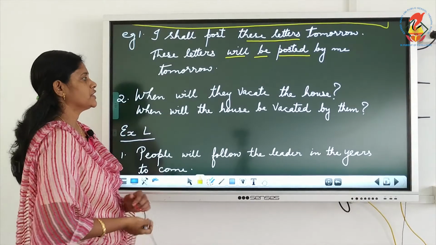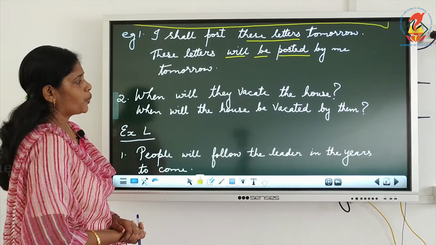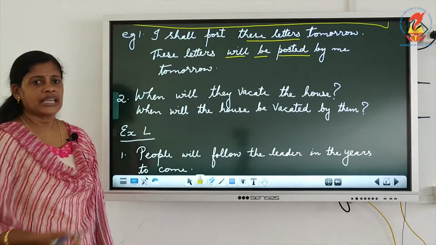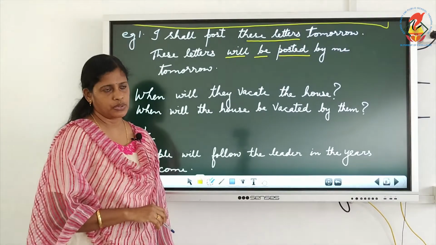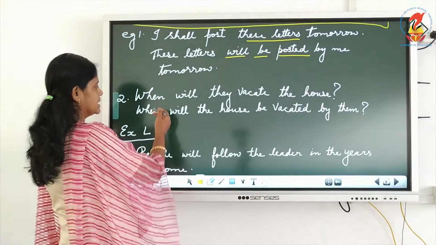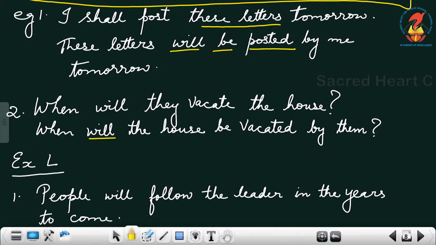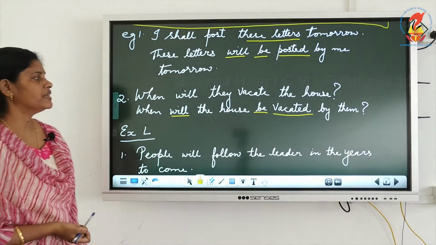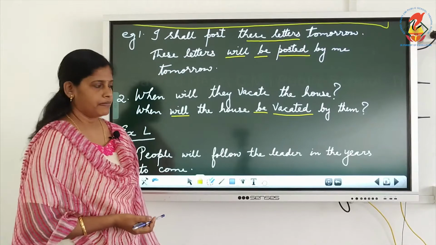And in the interrogative form, when will they vacate the house? So interrogative, it again starts with an interrogative word only, children. So when is retained here. When will the house be vacated? So again the word be is there. When will the house be vacated by them?